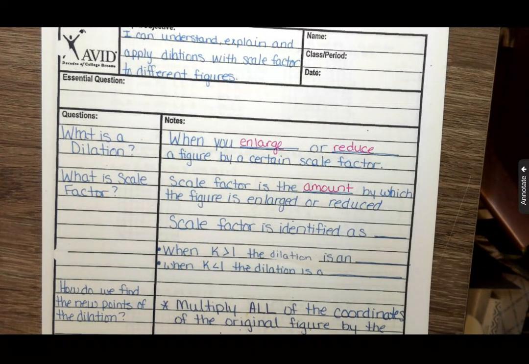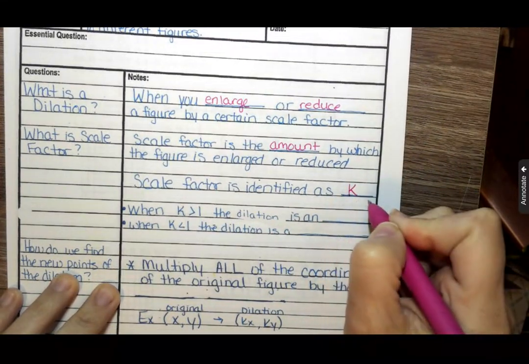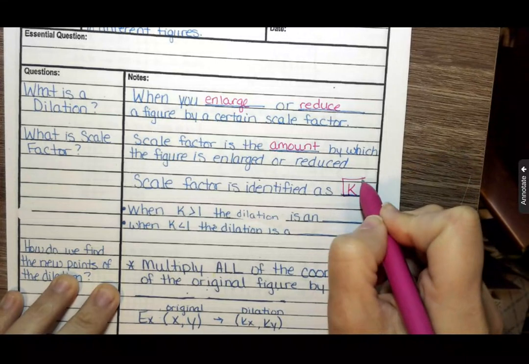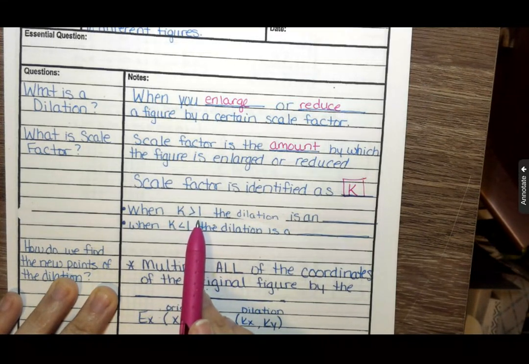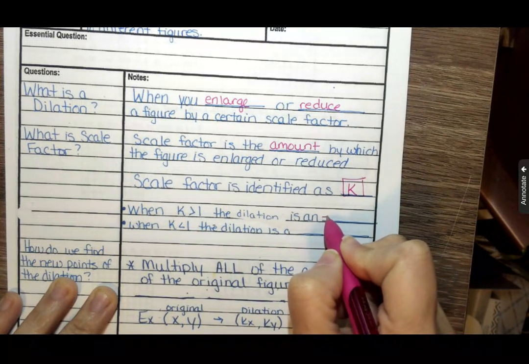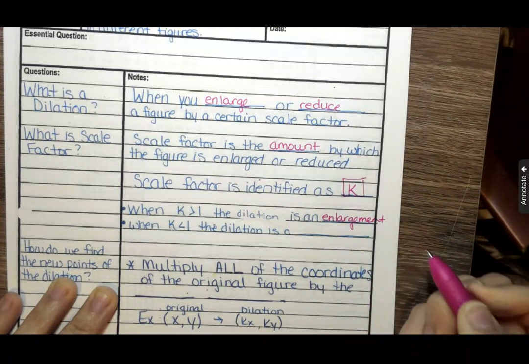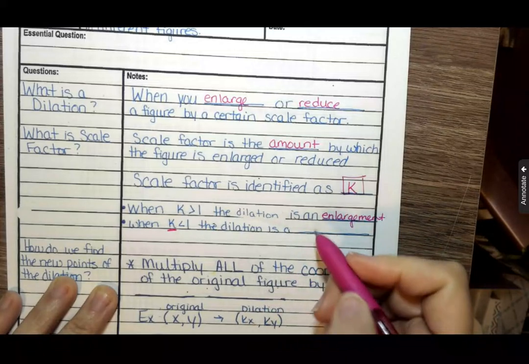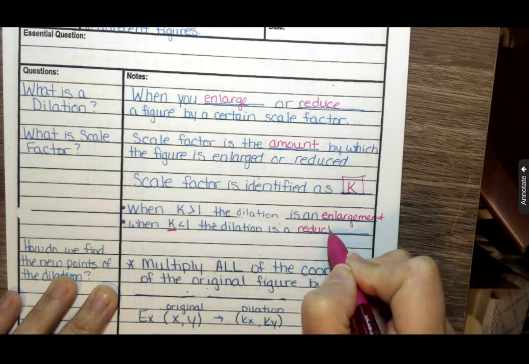And in math, we use symbols to represent things. And in this case, we're going to be using the letter K to represent scale factor. So anytime you see the letter K, that means we're talking about the scale factor that we are either enlarging something by or reducing it. So anytime our scale factor, or K, is greater than 1, that means our dilation is an enlargement. That means we are making it bigger. We are blowing it up. And anytime our scale factor, or our K, happens to be less than 1, then we are reducing it. We are shrinking it down. So we call it a reduction.